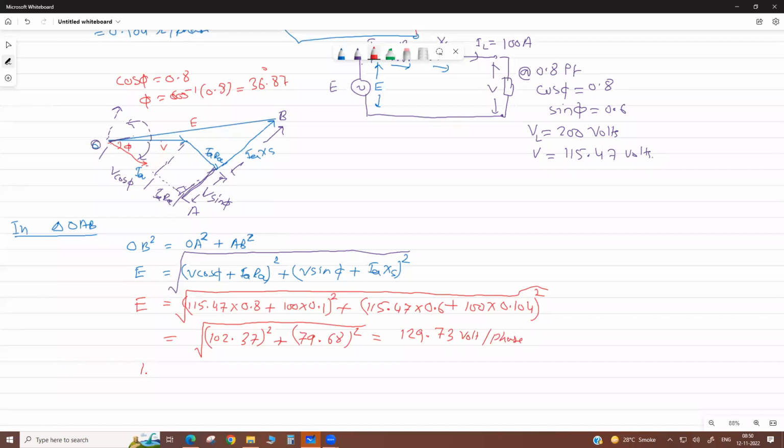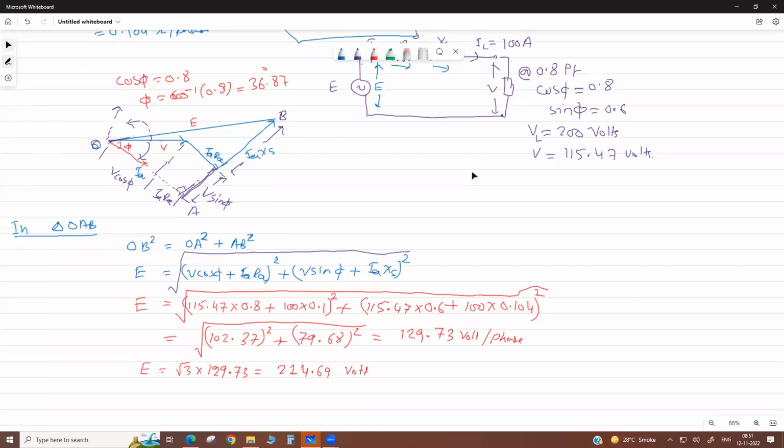Now for 3 phase, root 3 of this, into root 3, it will give you 224.669 volt line voltage. This is the line voltage here, about 200 volt.